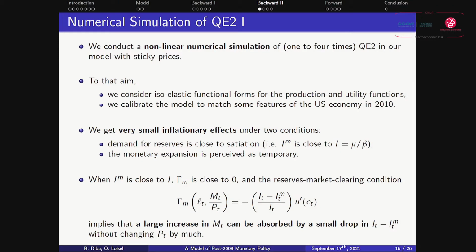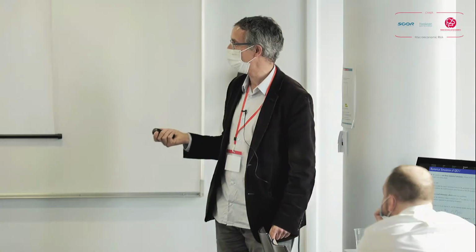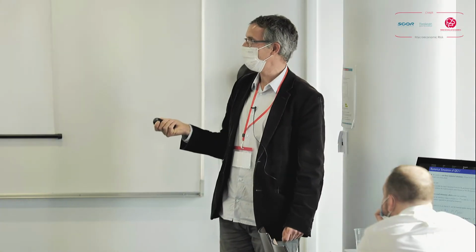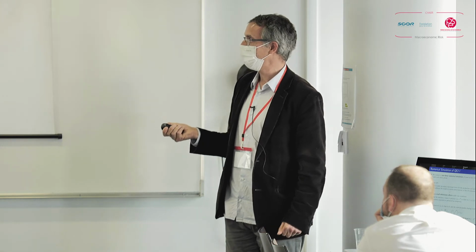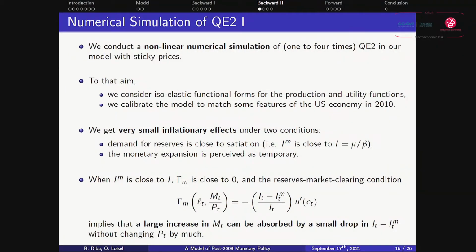But sorry, I forgot to say, the main result here is that we get very small inflationary effects of QE2 or 2 times or 3, 4 times QE2 under 2 conditions, about these 2 key parameters. The demand for reserves should be close to satiation, meaning here that the interest rate on reserves should be close to the interest rate on bonds, which is mu over beta, the steady state. And the monetary expansion should be perceived as temporary.